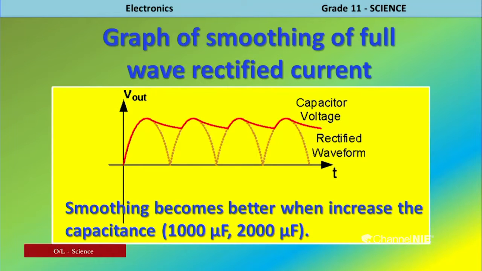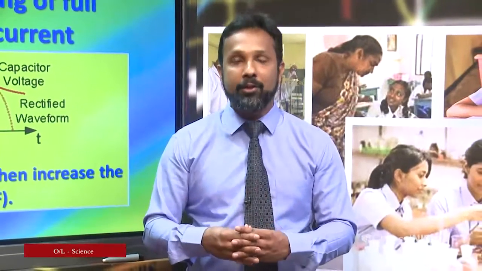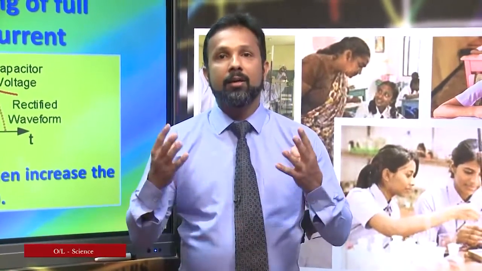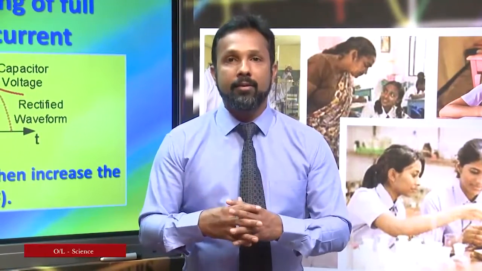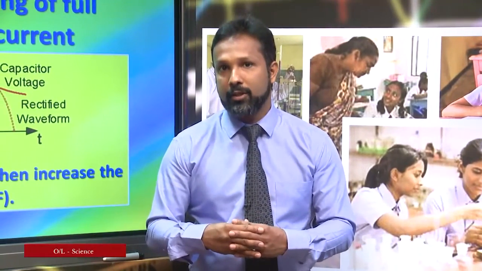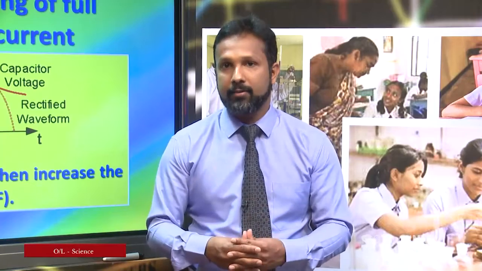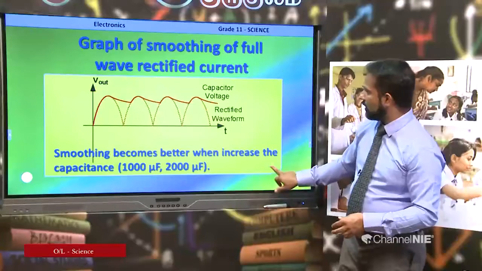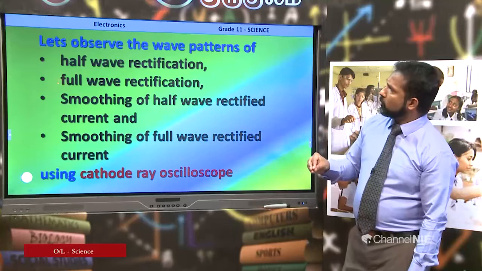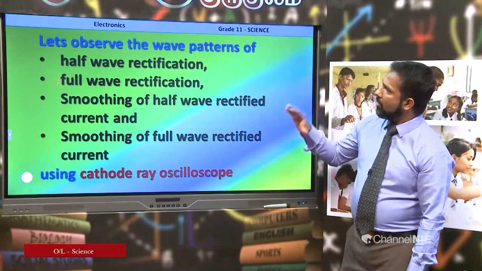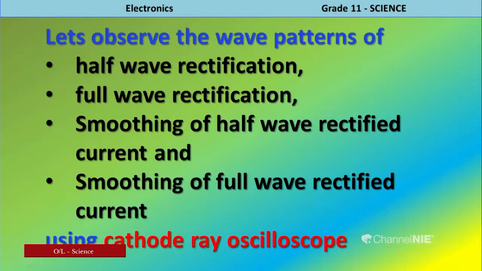As I told you, my dear children, capacitance of a capacitor can be measured by using a farad. Right. Let's observe the wave pattern of the half wave rectification, full wave rectification, smoothing of half wave rectified current, smoothing of full wave rectified current using cathode oscilloscope. I think we watched already.